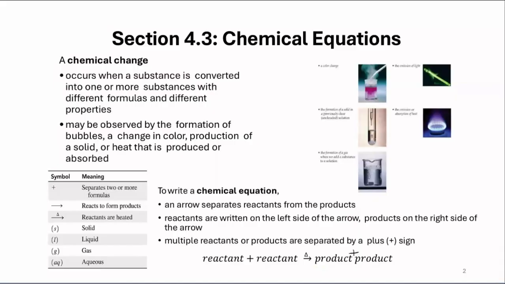In addition to using a plus sign to separate either reactants or products, there are other important symbols that can be incorporated into chemical equations. I already explained how the plus sign is going to separate two or more chemical formulas. We also can use the arrow to illustrate how the reactants produce products. Similar to what we have here, a triangle can be utilized to show that reactants are heated.